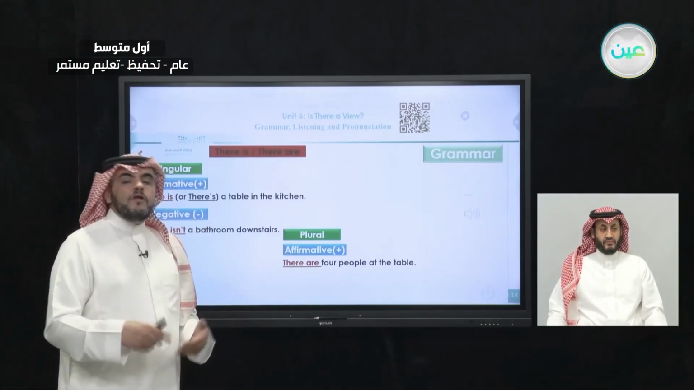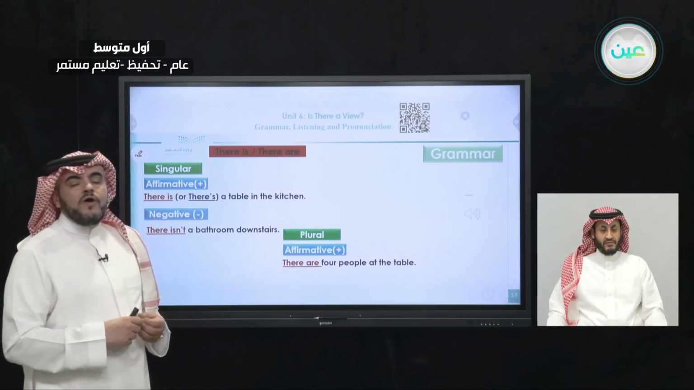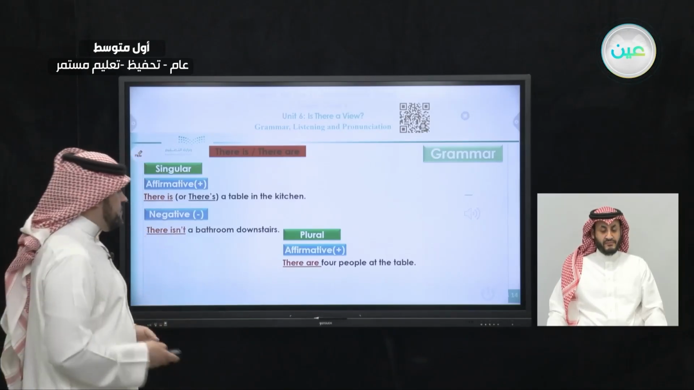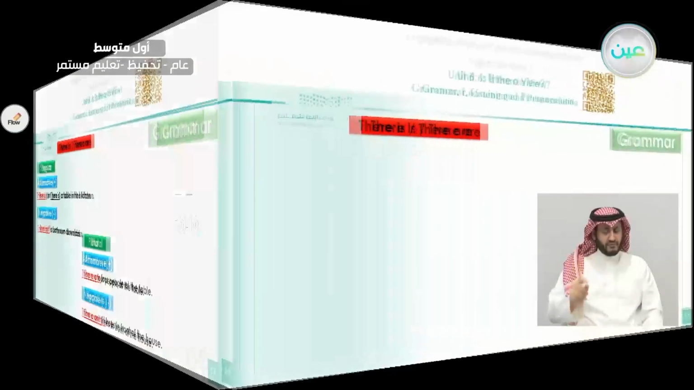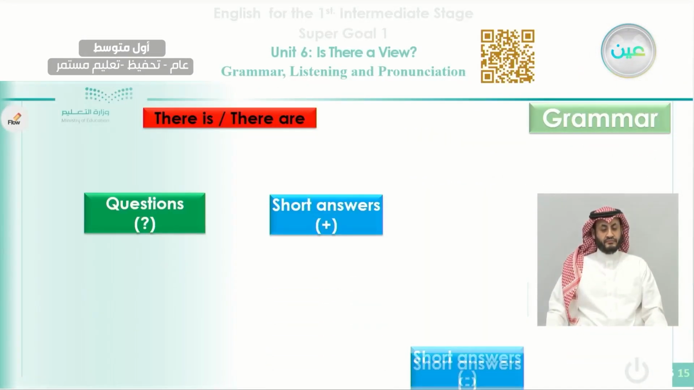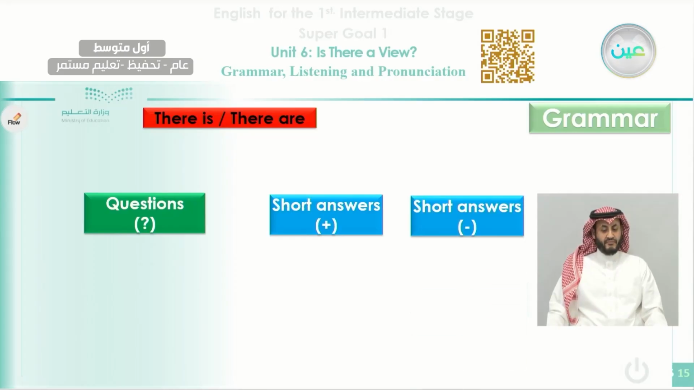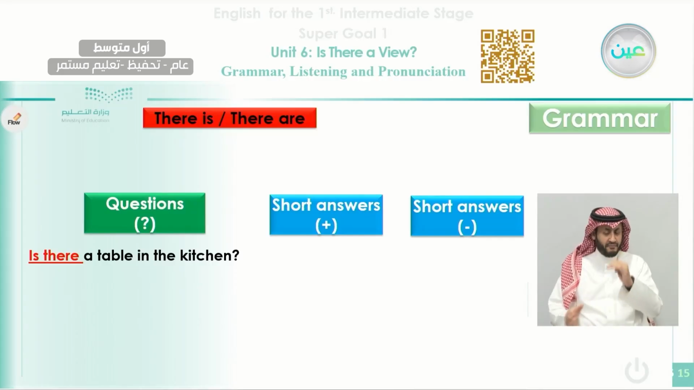There are 4 people. If you talk about one, there is one man or one woman, one person. Okay, negative form: there aren't trees in front of the house. Okay, there aren't trees. And also we have questions, short answers and short answer negative. That means like this one here.